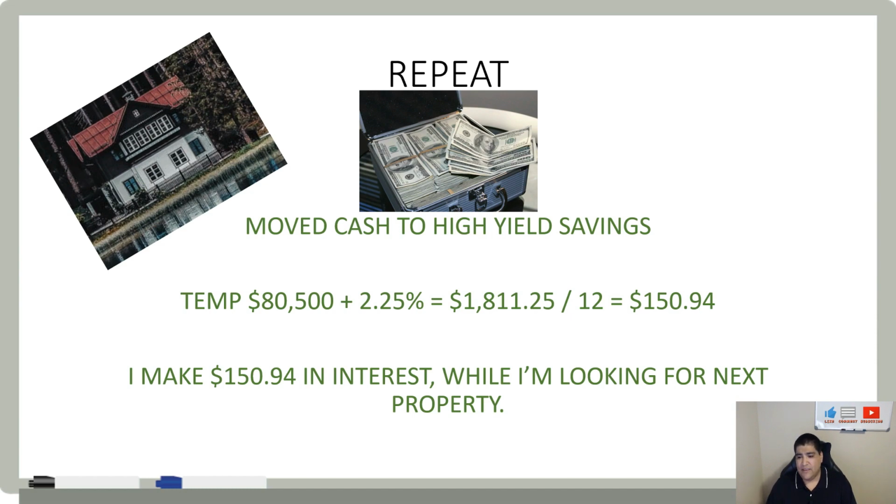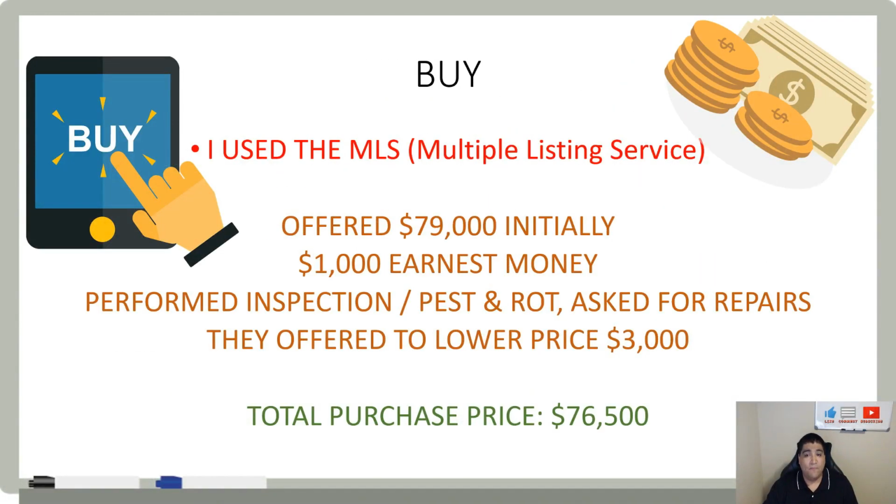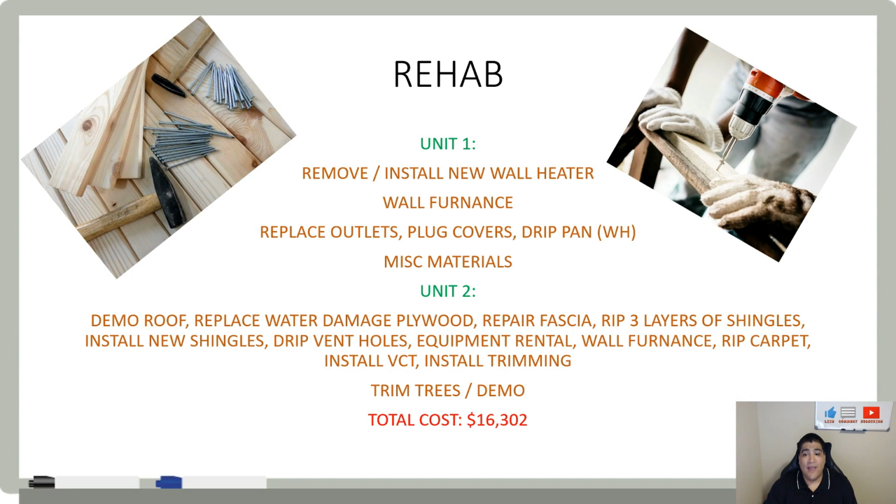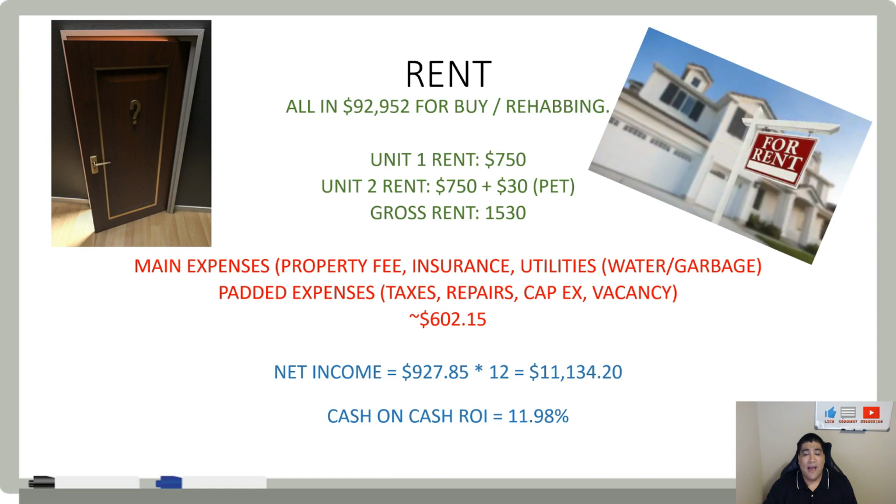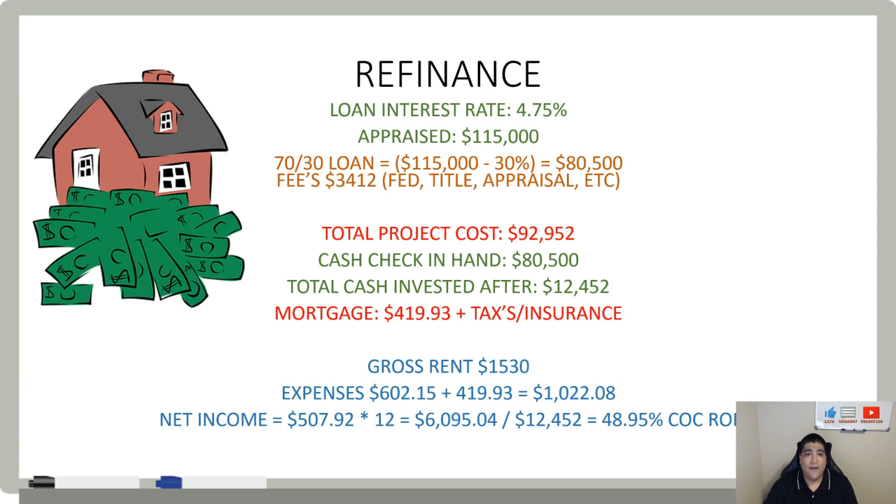Now, let's see here. So yeah, I'll essentially make $150.94 in interest every single month while I'm waiting for my next property. So that is basically the whole process from where I bought this home. I used the MLS, what I did to rehab this, what my total expenses were during my rehab process, once I got it rented, how much cash I had all in, what my rate of return was when I was just holding it in cash, my whole refinance process, what I refinanced, what I appraised at, my gross income, my cash on cash return, making me nearly a 50% cash on cash return for this specific property.